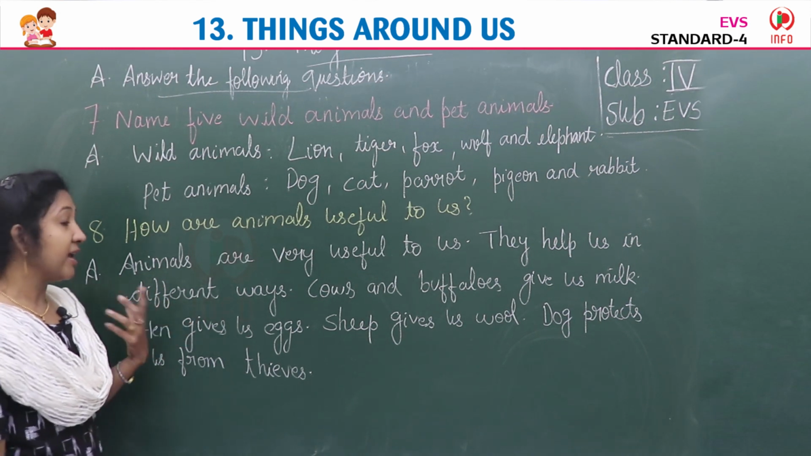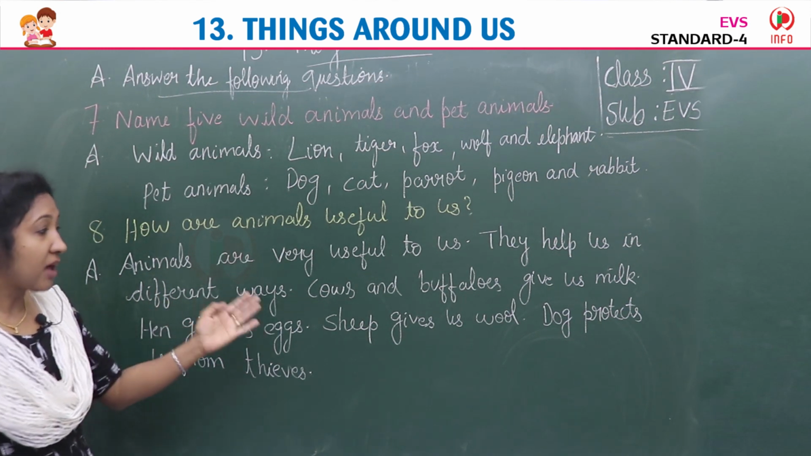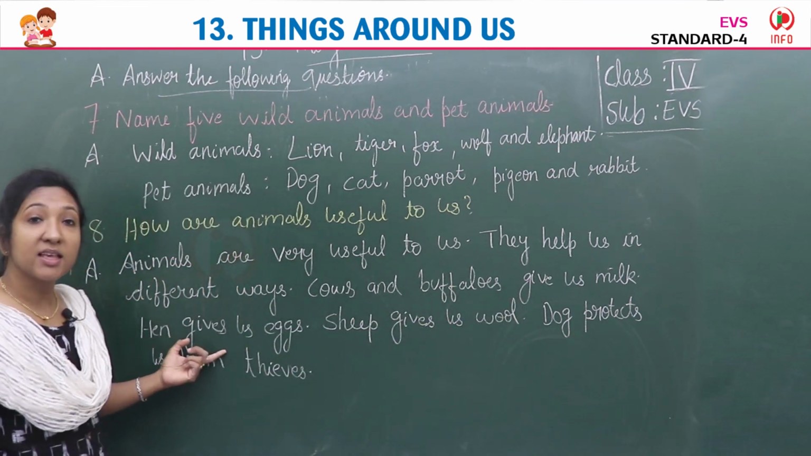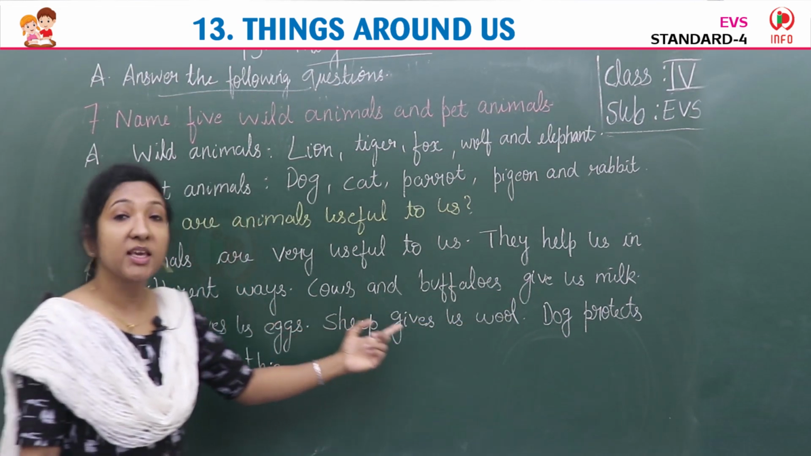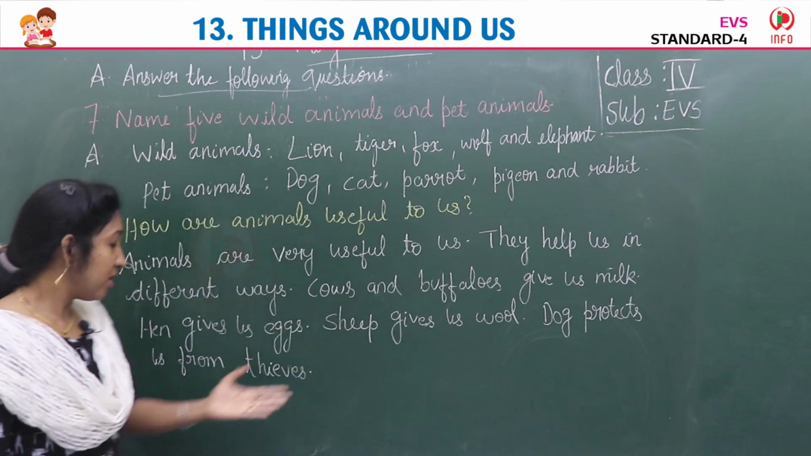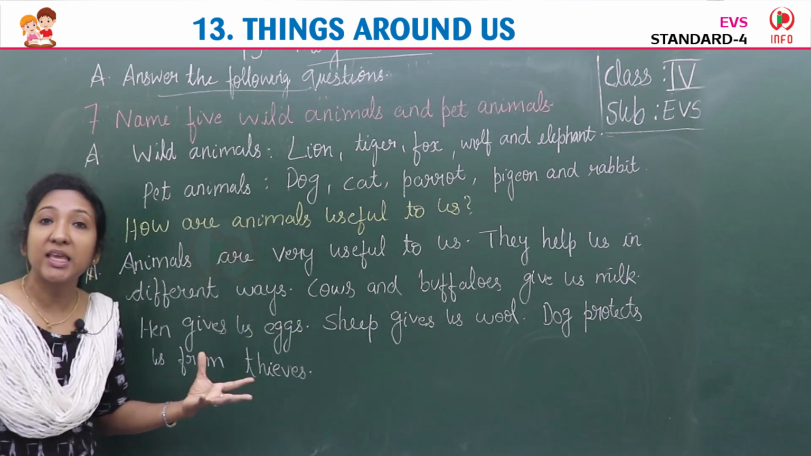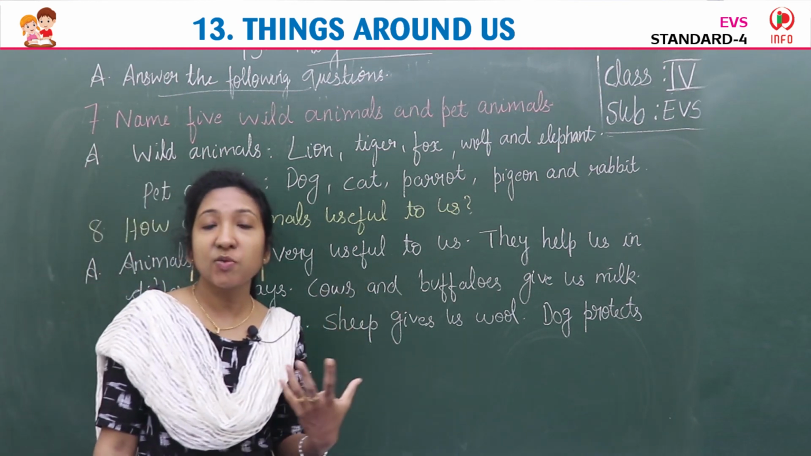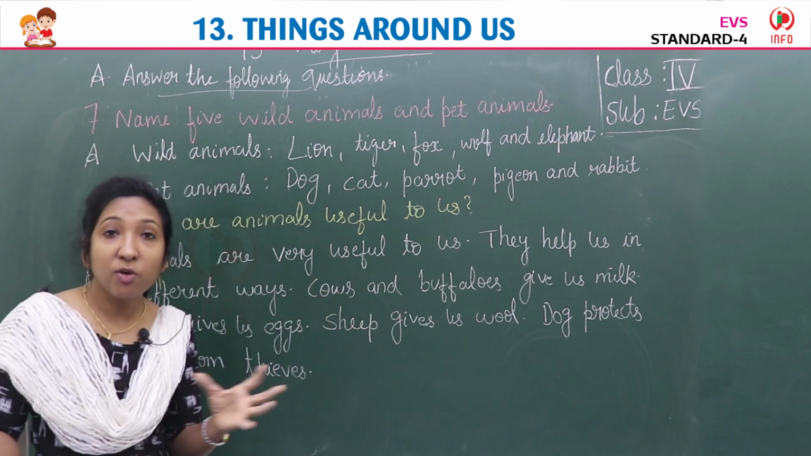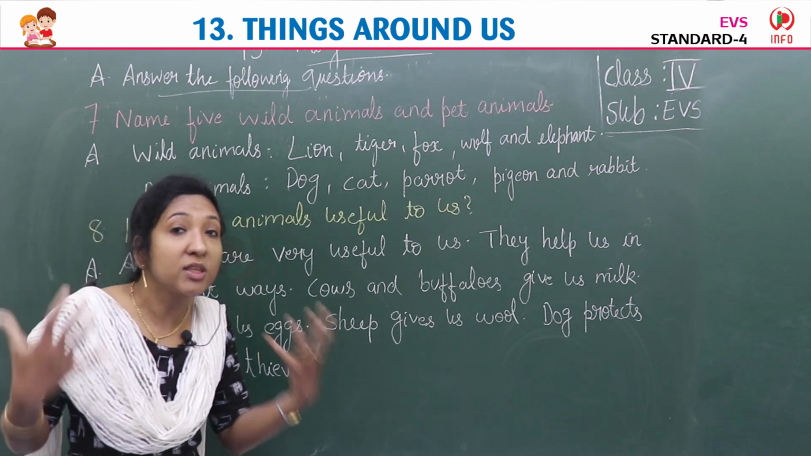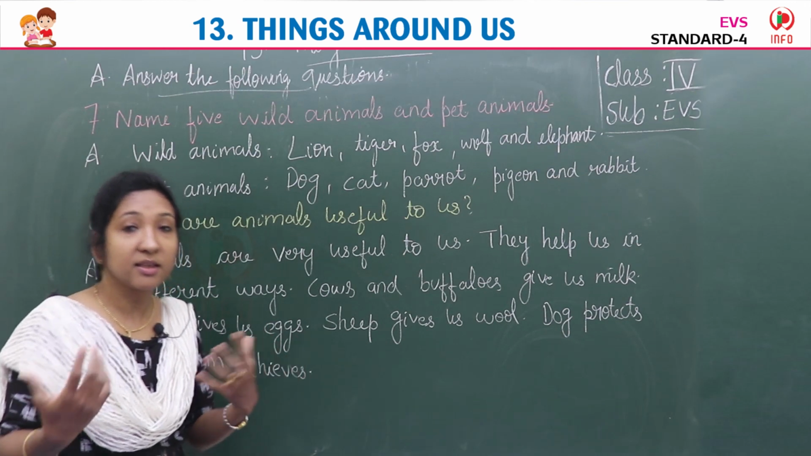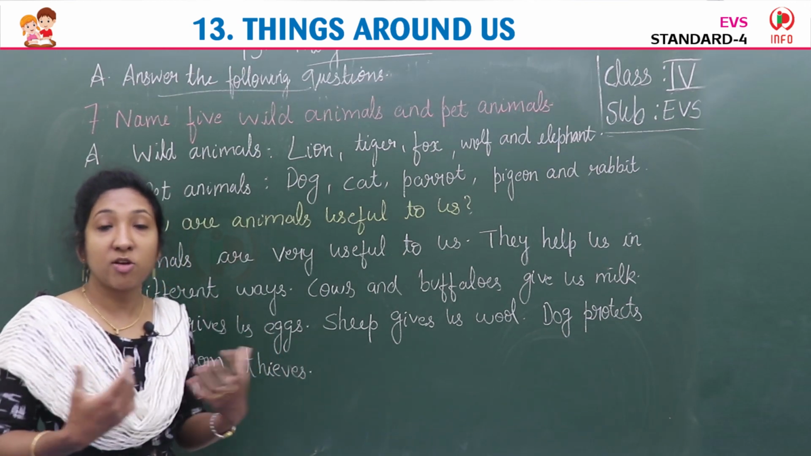They help us in different ways. Cows and buffaloes give us milk. Hen gives us eggs. Sheep gives us wool. Dog protects us from thieves. If we have a dog at home, it will bark at strangers. So the thieves won't be allowed. They won't allow thieves to enter the house. They bark at them, isn't it? So like that, it protects our house or us.